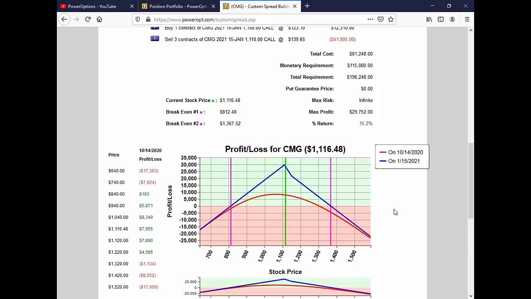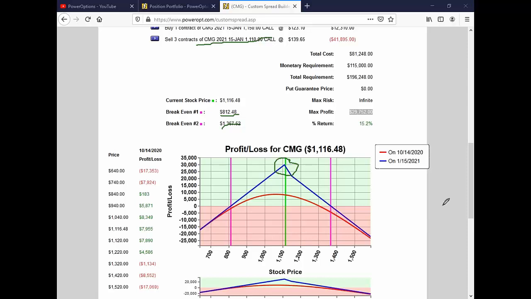Okay, so we've got infinite risk to the upside. We've got a potential profit here of 15.2%, or $29,752. And that's important. Now, that's the max, though. And it's important to notice on this that the max profit only occurs if the stock is trading right at 1110 on January expiration, the strike price of those 3 sold calls. Lower break even, pretty far away at 812, about 300 points, and of course the upper break even is about 250 points away to the upside before we start losing money on the position.